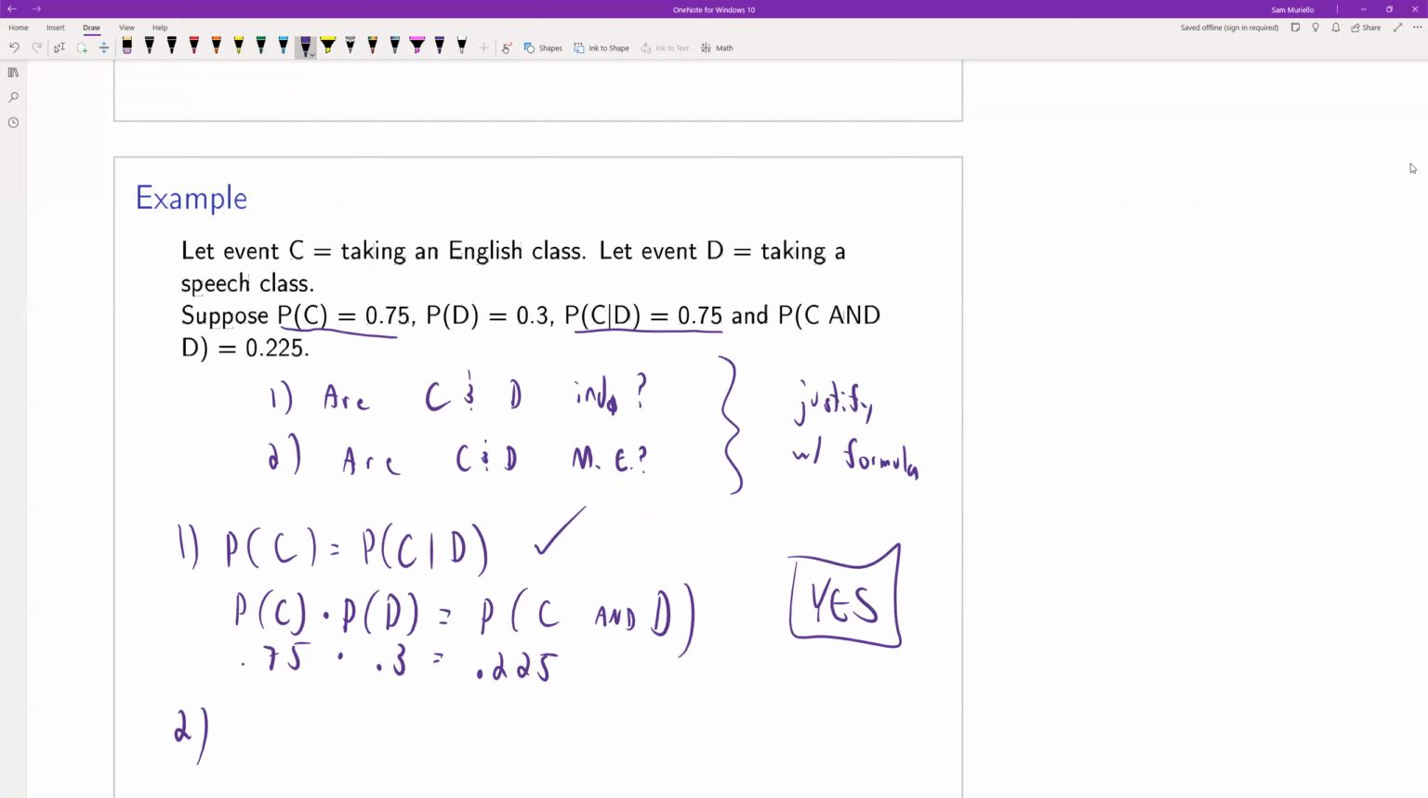For number 2, are the events mutually exclusive? Is there any chance that you are in a speech class and an English class? Yes, because there is a probability that C and D happens. It's about 22%. So since this probability of C and D is not equal to 0, then no, we are not mutually exclusive.